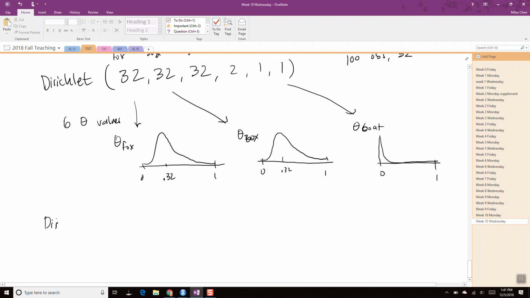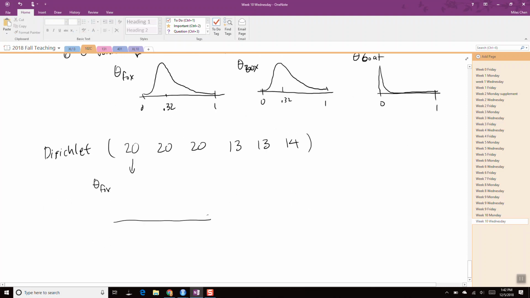Whereas if I do Dirichlet so it adds up to 100, if I do 20, 20, 20, and 13, 13, 14, does that add up correctly? I think so. So here, if we look at the distribution of theta fox, what is this going to look like? It can be at any value from 0 to 1, where 0.2 is most likely, but we're going to have quite a bit of spread here.